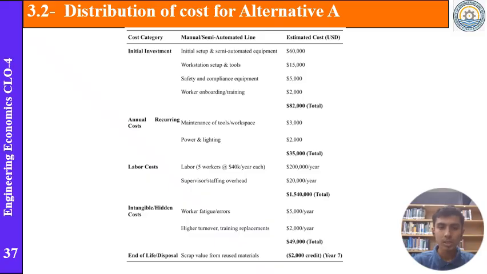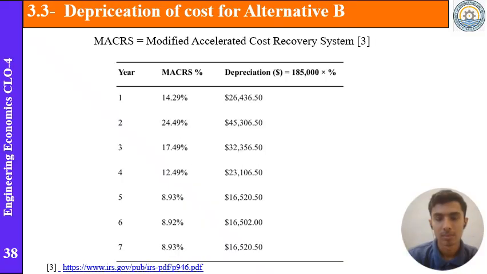Here I have also considered the annual operating cost and the indirect cost related to the project. Here the labor cost would be higher because on a manual line or semi-operated line, a greater number of laborers would be required. The initial investment for this project is 82,000 rupees. So here are the details of the depreciation for the alternative B, the robotic arm.